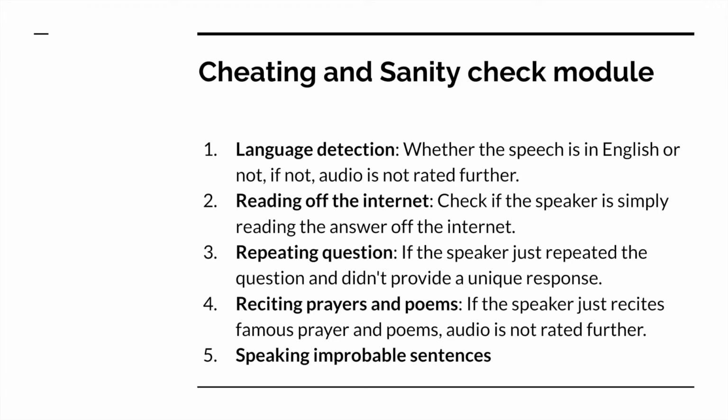Finally, we have speaking improbable sentences. Someone who is trying to fool the system may speak sentences which are malformed and can fool the system. So what we do is we detect them earlier, remove the responses altogether, and mark them as unratable.